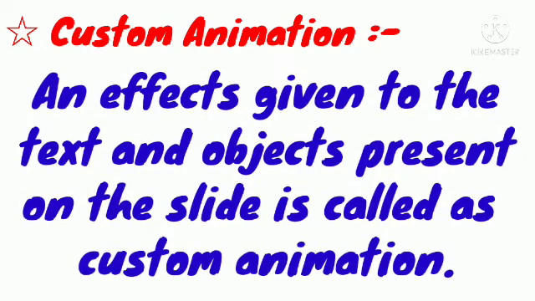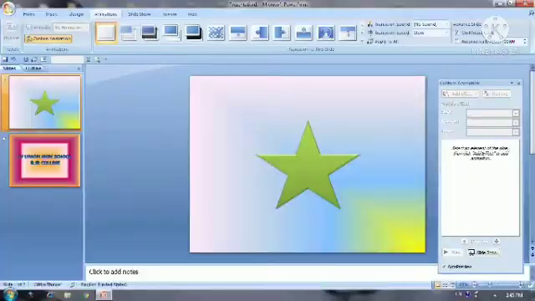Now we're going to see custom animation. It is an effect given to the text and objects present on the slide, and it is called custom animation. A slide may contain text, images and shapes, which are called objects.